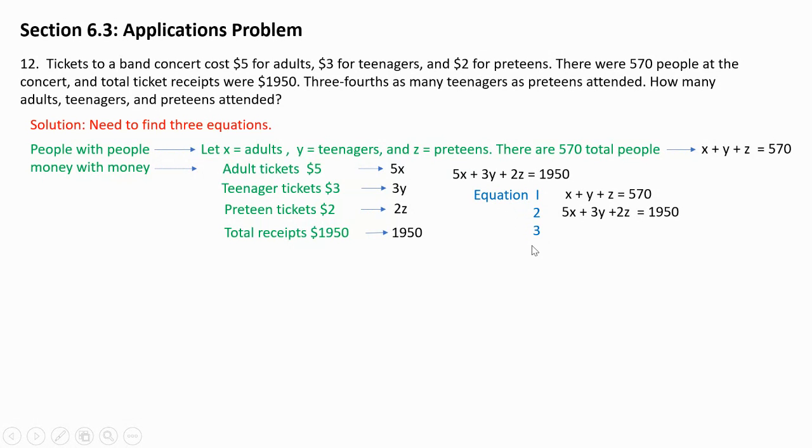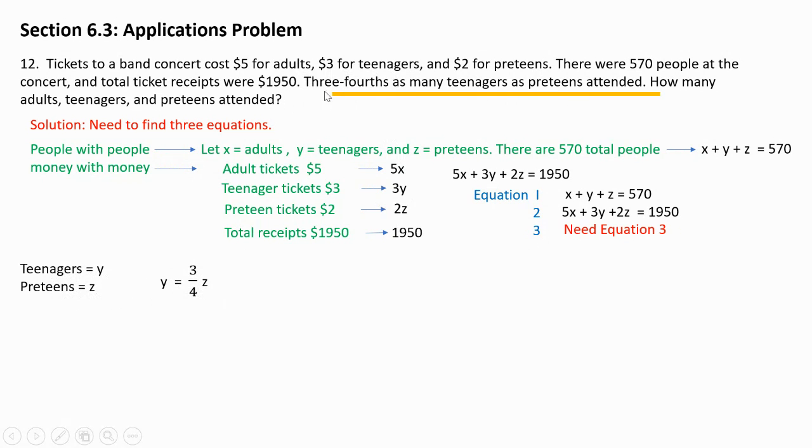Right, but we're missing equation number 3. Okay, so now we're going to use the second to last sentence to find equation number 3. This is always a little bit complicated for the students, but I'm going to show you a technique that I learned that works. So for example, 3/4 as many teenagers as preteens attended. We know that teenagers are y and preteens are z. So this is what it should be.